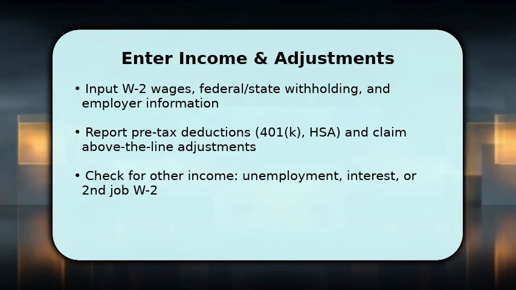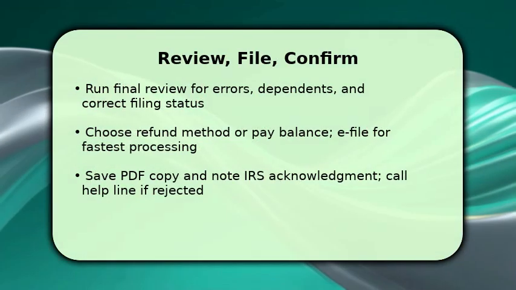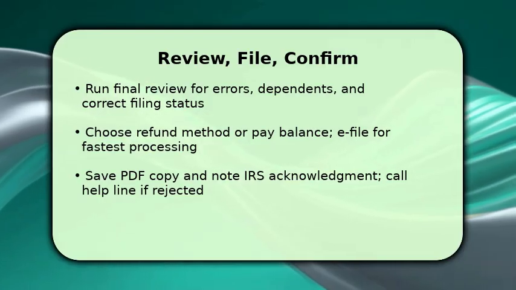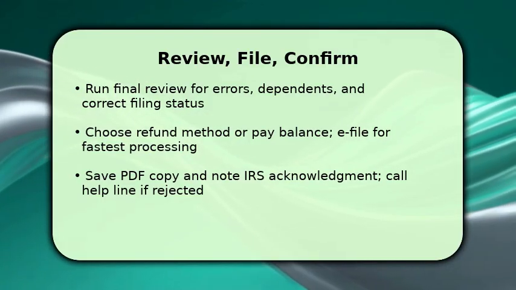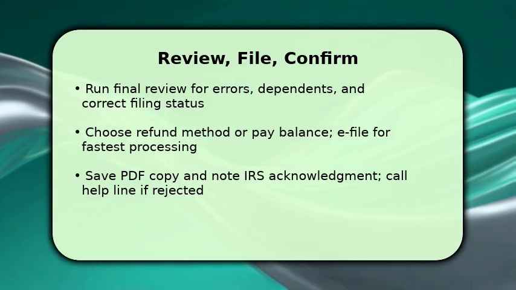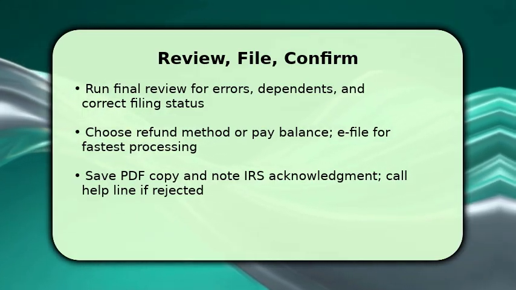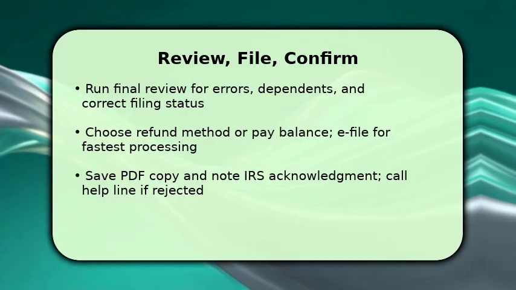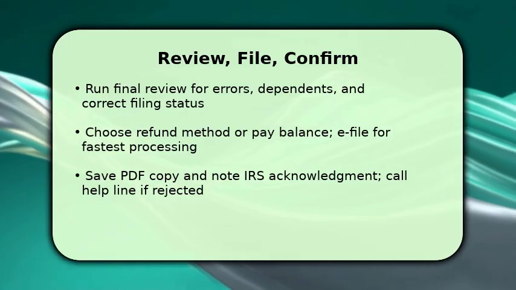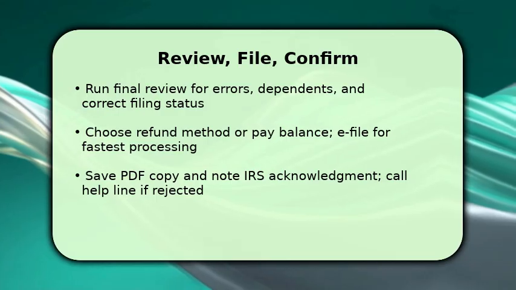Finish by running the final review. The software flags missing SSNs, unclaimed dependents, or suspicious refund amounts, so correct those before you file. When ready, choose direct deposit for refund or authorize an electronic payment for any balance. E-file and opt for instant confirmation to shorten the wait.